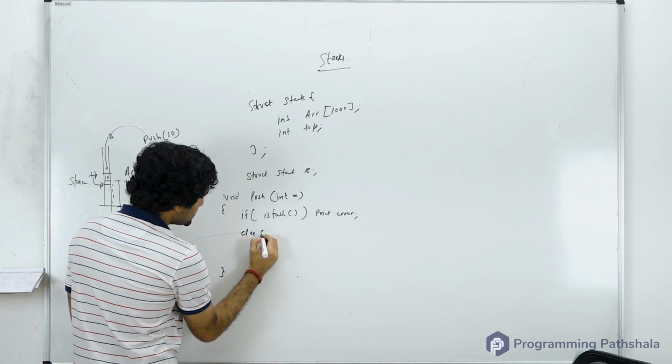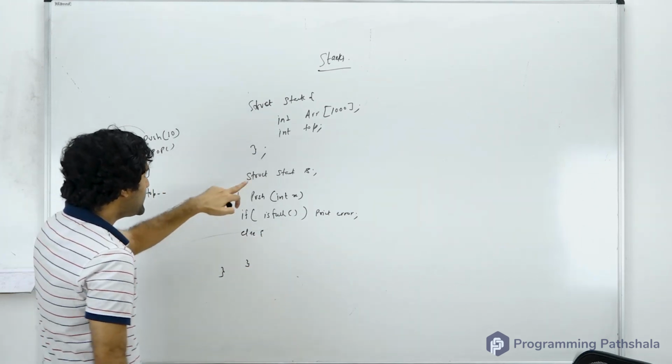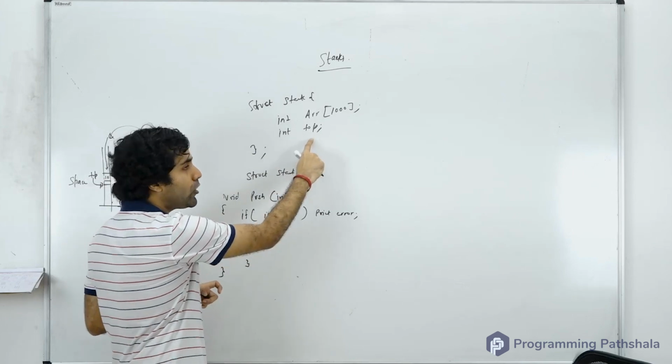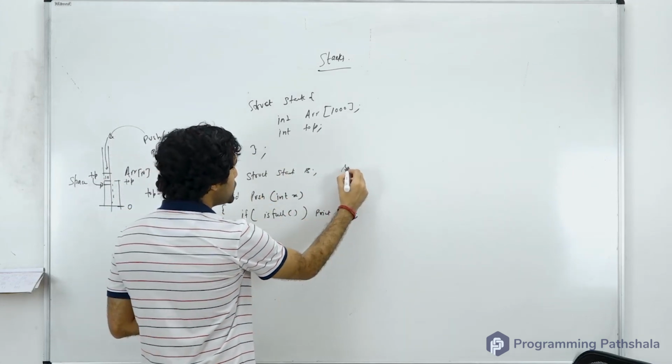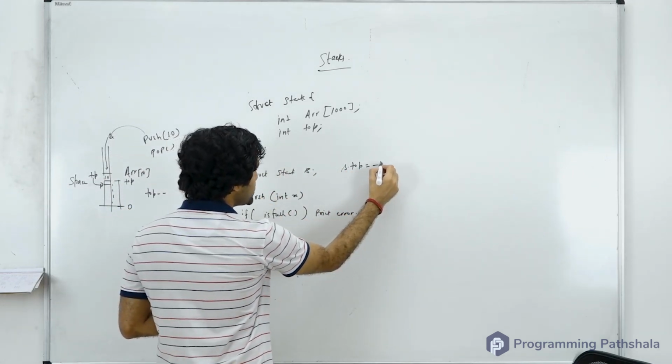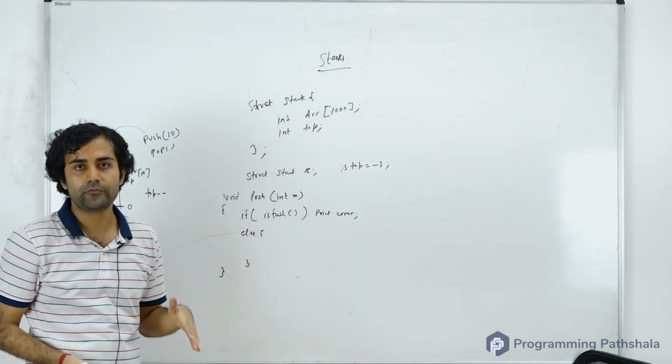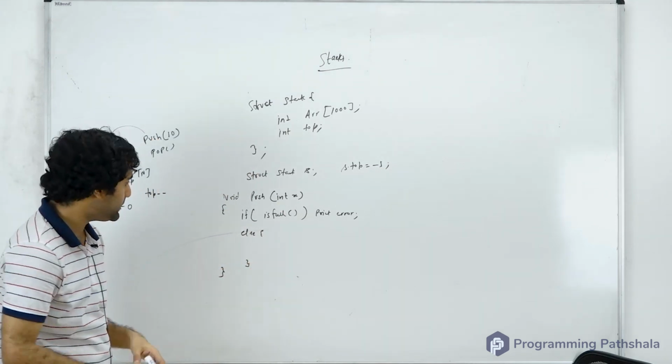Otherwise, what are you supposed to do? Tell me one thing: once you have initialized an empty stack, what value of top would you want? You can say s.top is equal to -1. This simply says that the stack is empty. From 0 to -1 means completely empty.